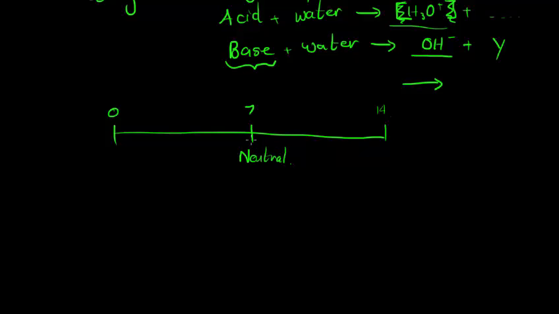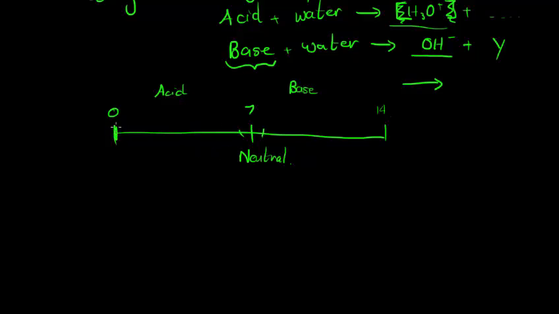Okay, 7 would be neutral. That means it's neither an acid nor a base. Anything between, let's say, 6.5 and 7.5 would be more or less neutral. When it comes to 8 and higher than that, it becomes a base. So the pH of a base will be up here. The pH of an acid would be down here.